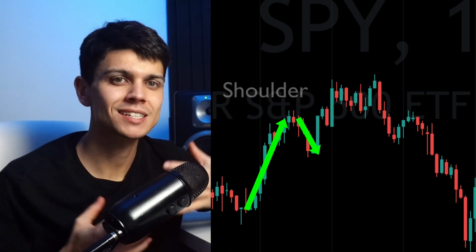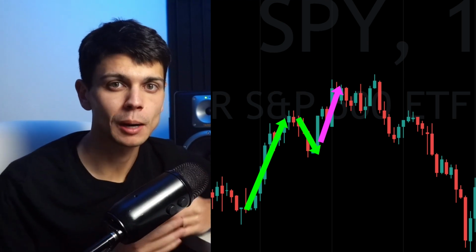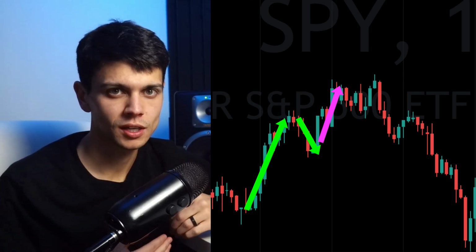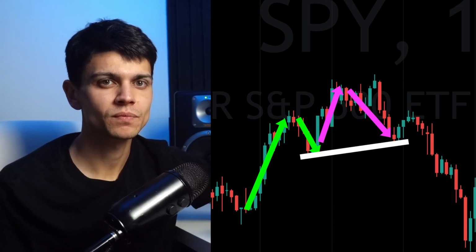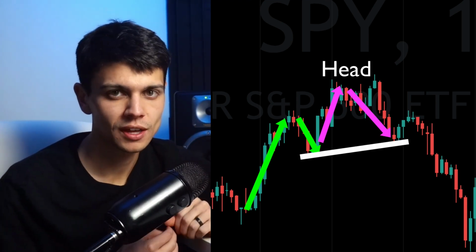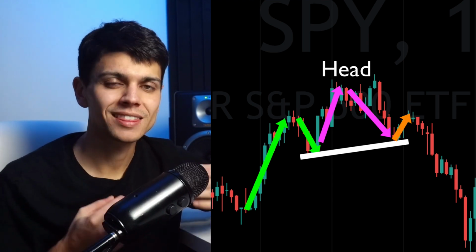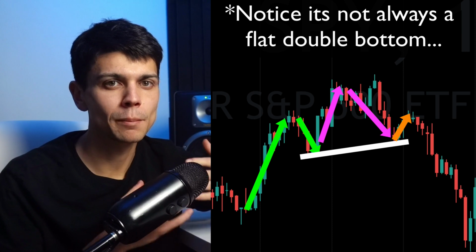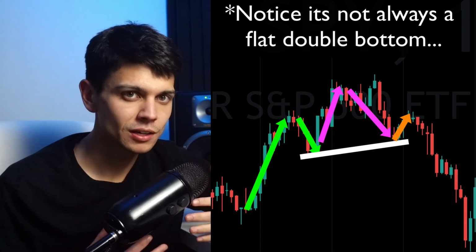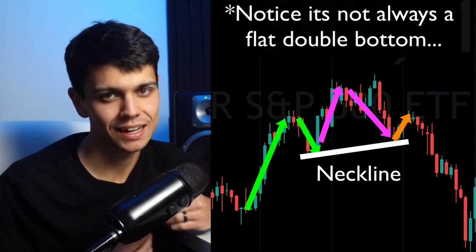Then it makes a second move up above the first shoulder and coming back down to the original area that the first shoulder found support. It then bounces off that area, creating a double bottom. This double bottom is considered the neckline.